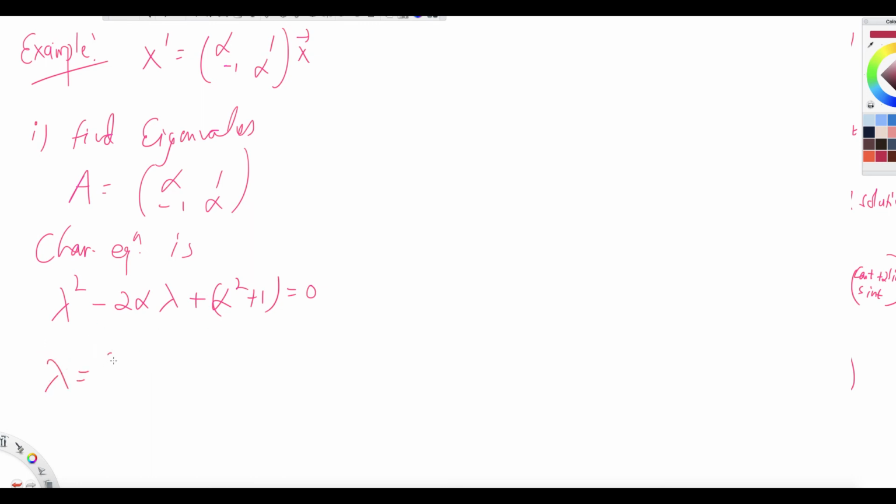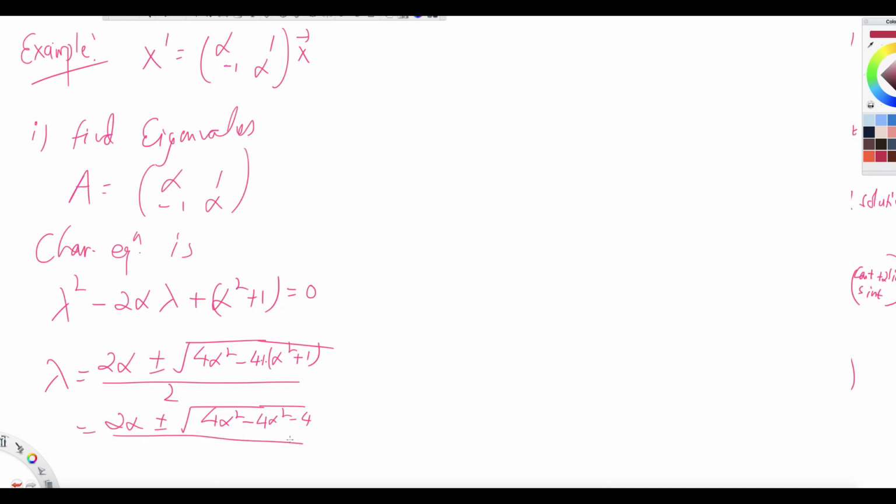So how do I solve this for lambda? Lambda is negative b, which is 2 alpha, plus minus the square root of b squared, which is 4 alpha squared, minus 4 times a, where a is 1, times alpha squared plus 1, and divide by 2. So what do you get? 2 alpha plus minus the square root of 4 alpha squared minus 4 alpha squared minus 4, divided by 2. That equals 2 alpha plus minus.